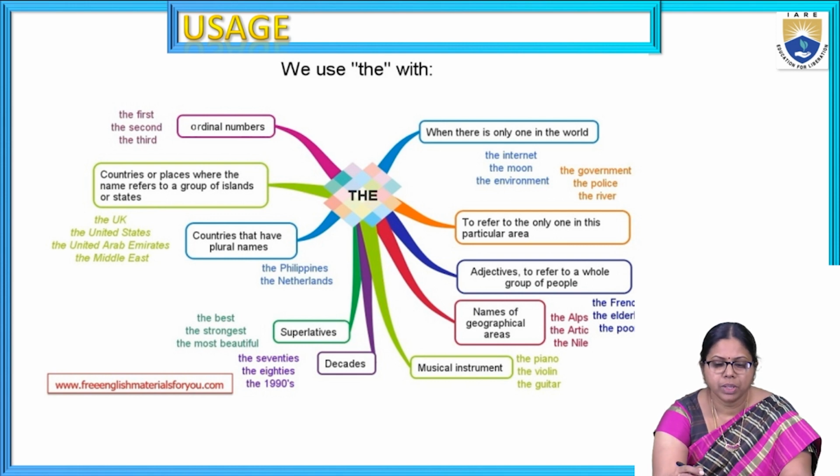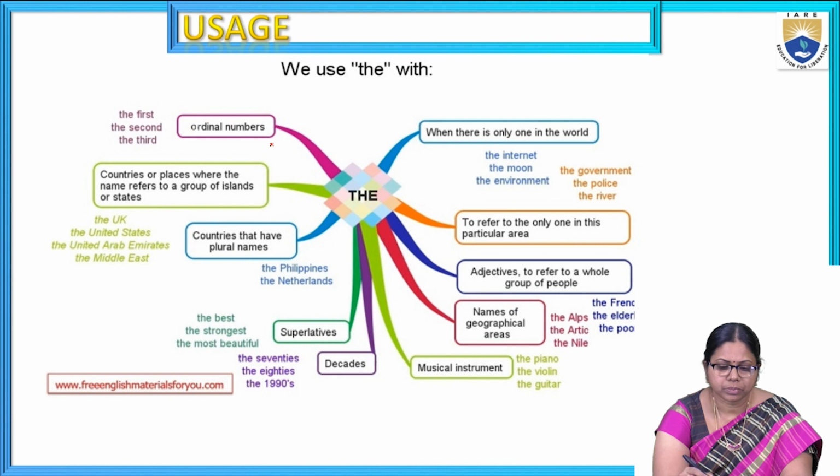First we'll discuss ordinal numbers. We know the ordinal numbers: the first, the second, the last, the 10th, the 5th position. The definite article the is used before ordinal numbers, like in the example given in the picture: the first, the second, the third. All these are usages of the article the.